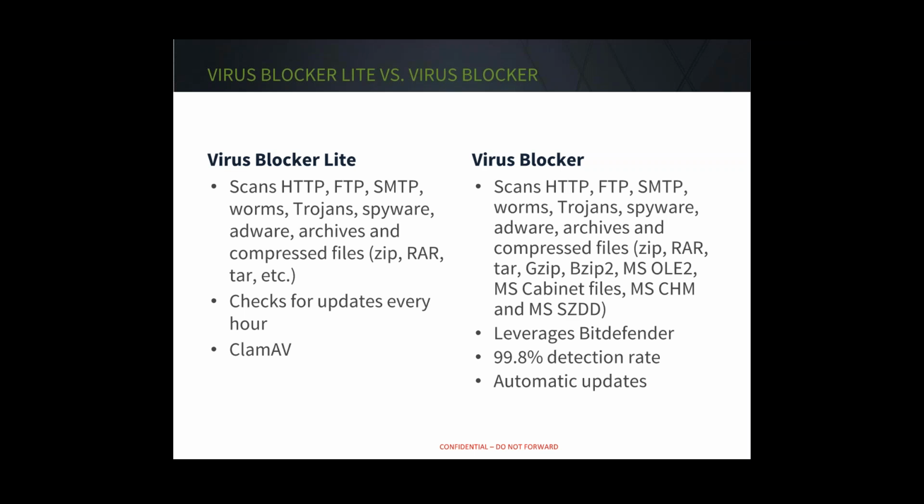If you have both virus scanners installed, Virus Blocker is applied to a message first. If the message passes Virus Blocker, then and only then is Virus Blocker Lite applied to that message. There's no point in scanning the message twice if the first scanner has rejected it. That really does nothing for you, and again, it duplicates efforts and resources within your Untangle box. So that covers what Virus Blocker can do for you, and we'll move on to some other features and how those work.